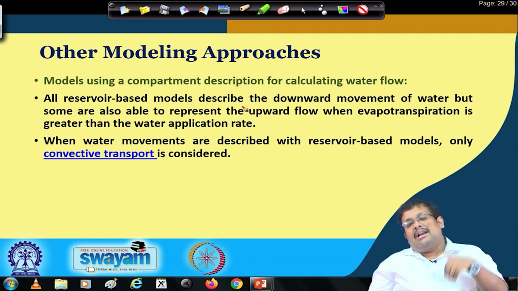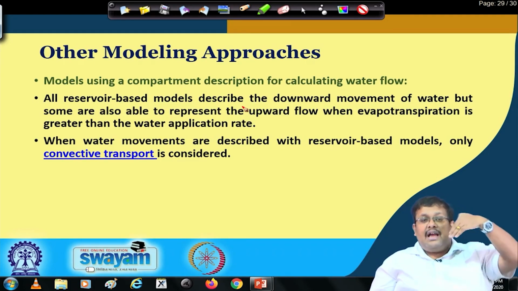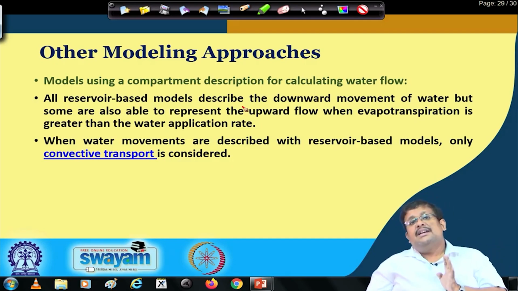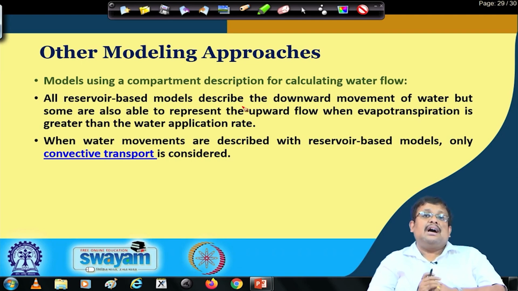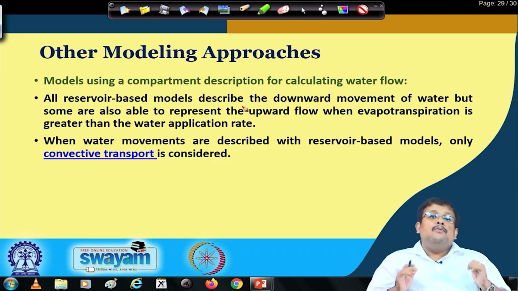We are applying water either through rain or irrigation water, and evapotranspiration is dragging the water upward. So, when the evapotranspiration is greater than the application of water, obviously there will be upward movement of water. Some reservoir based models are able to capture that upward movement. Now, when water movements are described with reservoir based models, only convective transport is considered. Okay.